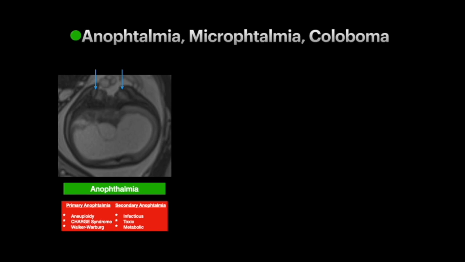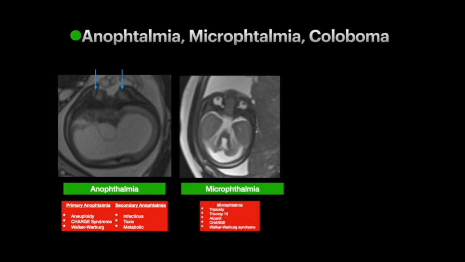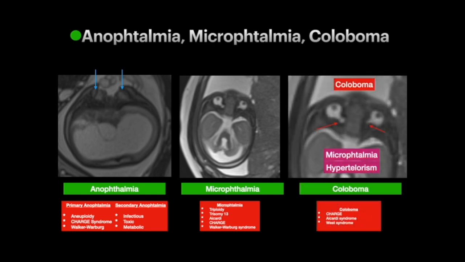Anophthalmia may occur when the optic vesicle fails to form appropriately. It will be either due to primary anophthalmia, which is usually associated with genetic and chromosomal syndromes, or secondary anophthalmia resulting from destructive events. Microphthalmia is a globe that measures below the 5th percentile for gestational age. It's a feature of many conditions. You see in this patient, other than hypertelorism and microphthalmia, there is also bilateral, prominent focal bulging of the globe.